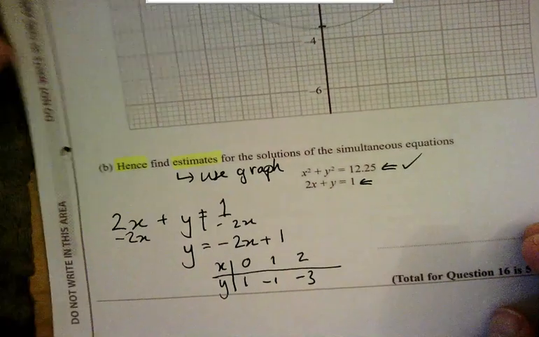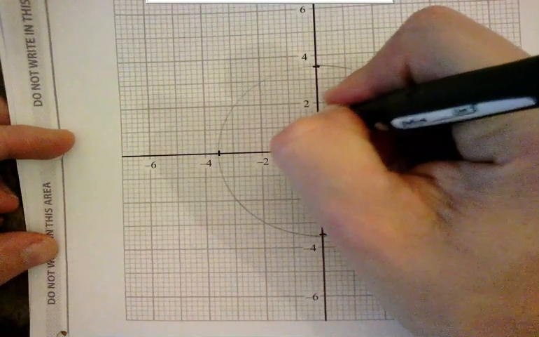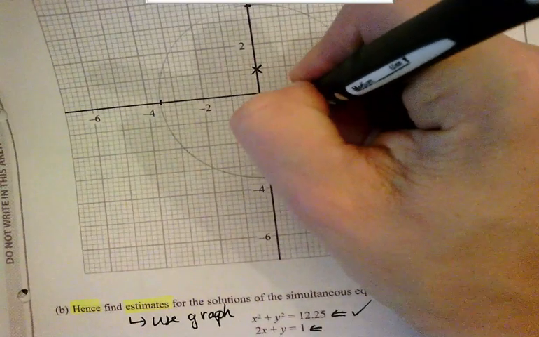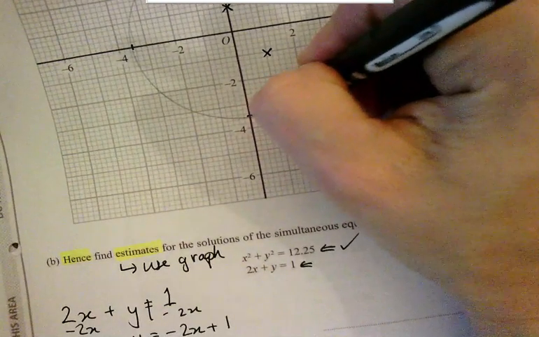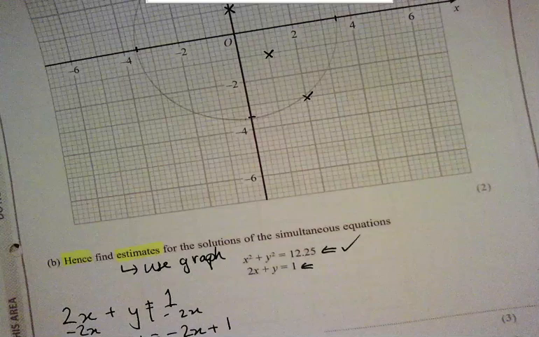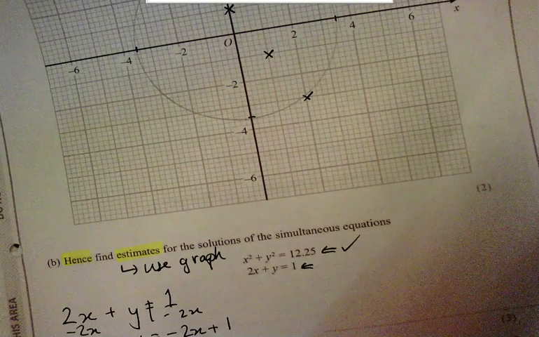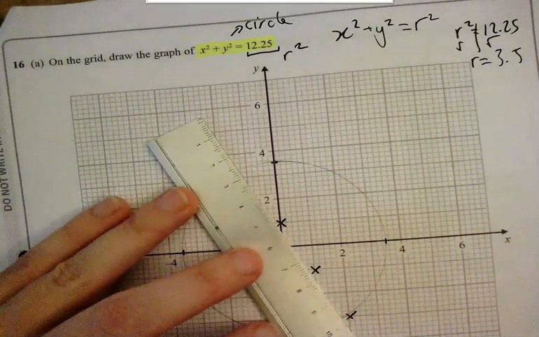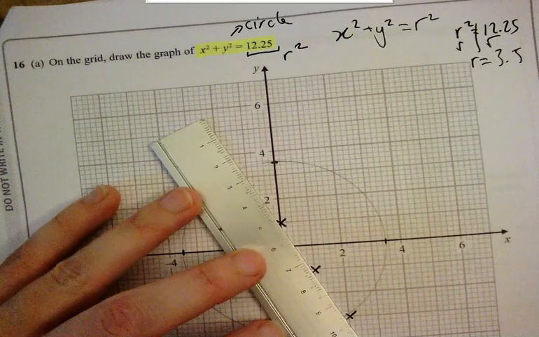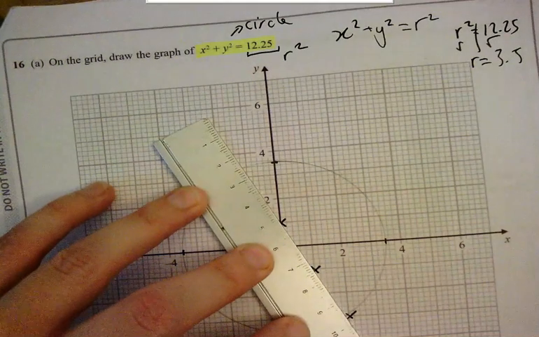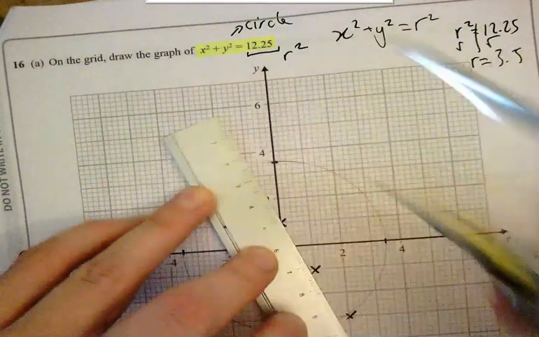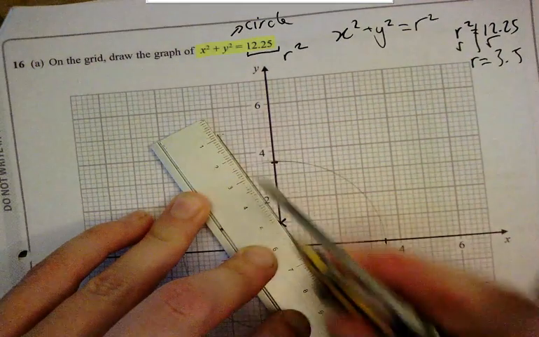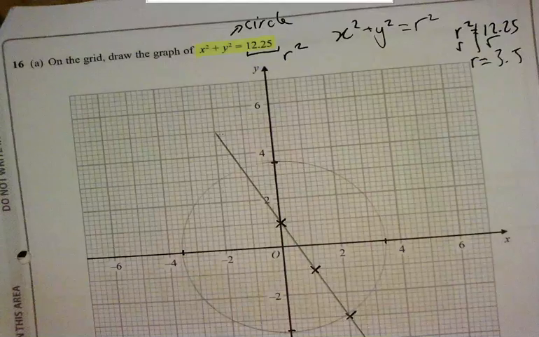I'm going to plot those points, so 0, 1; 1, negative 1; and 2, negative 3. And connect with a straight line. And you just want to make sure that it's long enough that it passes through both points on the circle where they intersect.